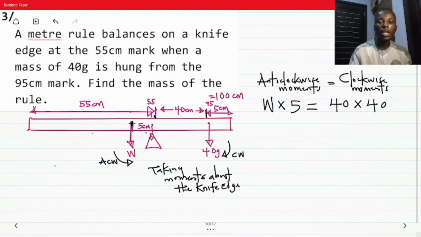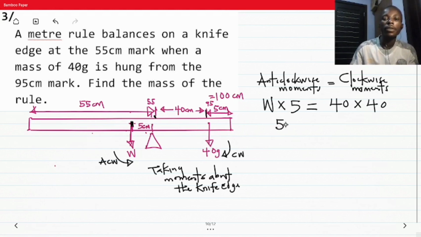So this is the knife edge. Taking moment about the knife edge, I have the 40 grams times the distance 40, and the weight at 55 minus 50. The weight is on the 50 centimeter mark, so 55 minus 50 will give us 5. So W times 5, the anti-clockwise moment, equals 40 times 40. So that's what I have here.